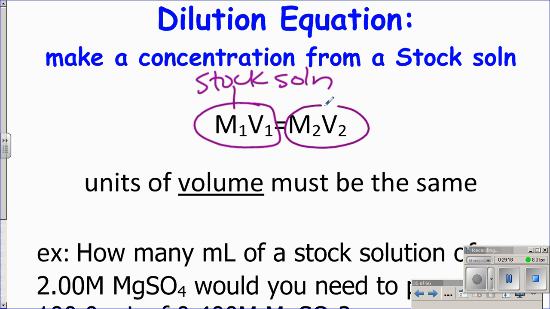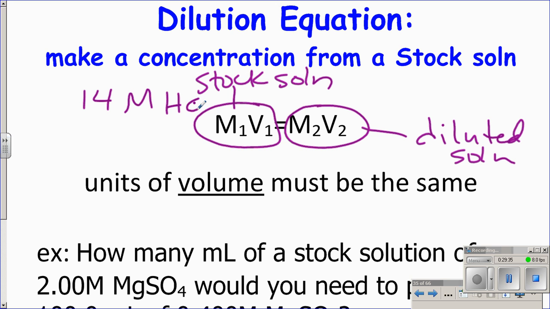This right here is going to represent what I've done, my diluted version. So generally, my M2 and V2 is regarding my diluted stuff. Doesn't have to be, but that's kind of the general scheme I'm going to stick with. So I will probably give you, oh, you've got a 14 molar HCl solution, and I want you to dilute it down to a 1 molar HCl solution. And then you go, well, how much do you want, Miss Ilmo? Oh, well, I want 5 liters. I want 5 liters of it.